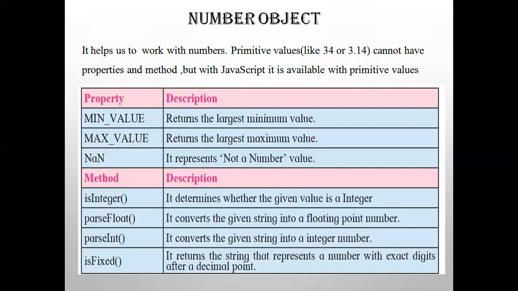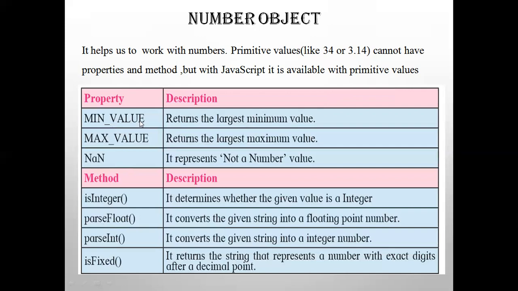So let's take a look at some of the properties of the number object with their description. Number object helps us to work with numbers. Primitive values like 34 or 3.14 cannot have properties and methods, but with JavaScript, it is available with primitive values. There are three properties defined here in this table, and there are four methods.